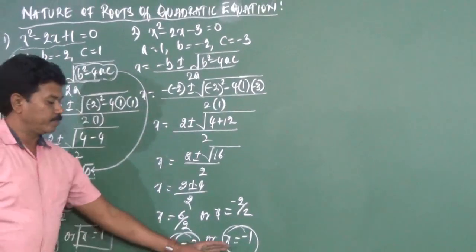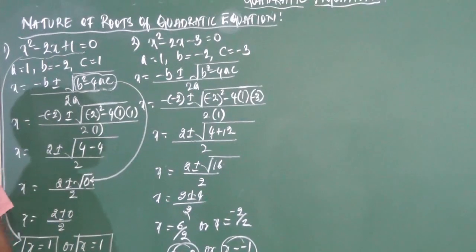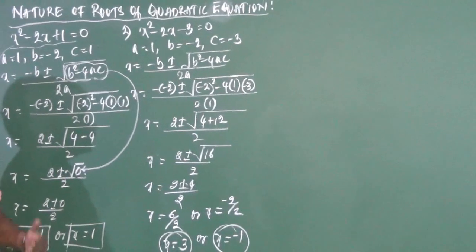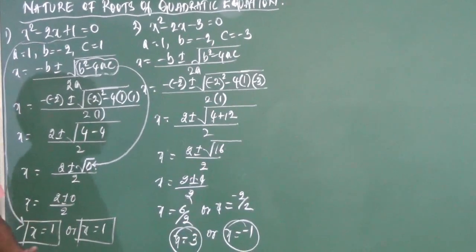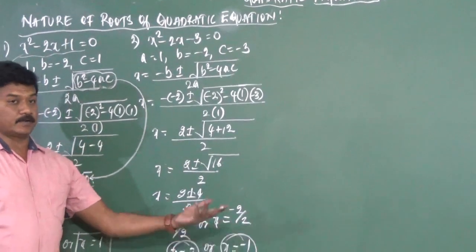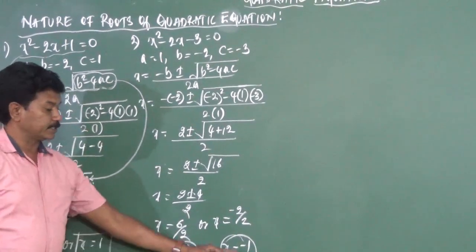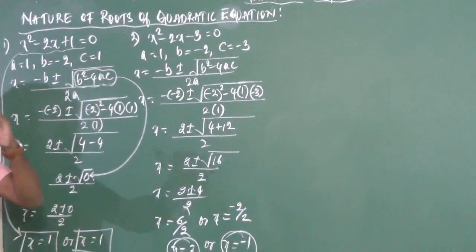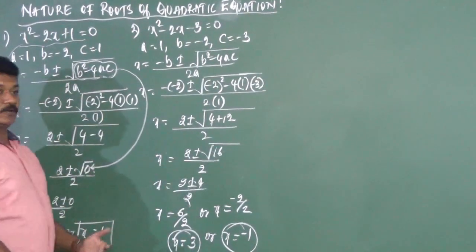So here you can see both the roots are real. Both the roots are real and rational. They are not equal. It is 3 and it is minus 1. They are not equal. But 3 by 1 is a rational number, minus 1 by 1 is a rational number. So therefore the roots are real and rational. Right? I hope you got it.